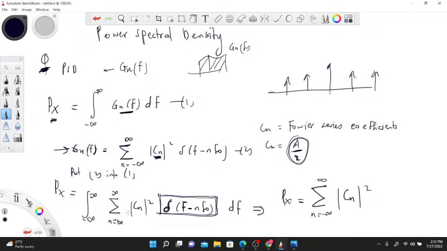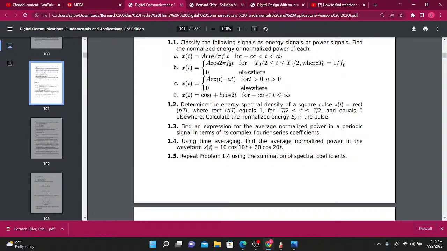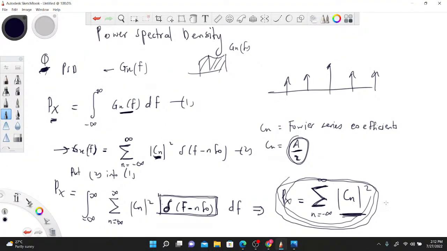There's no df here. So it's just the summation, right? A discrete sum from minus infinity to infinity of just the Fourier series coefficient squared. So this is the answer for that question. This is the normalized power of a periodic signal in terms of its Fourier series coefficients.